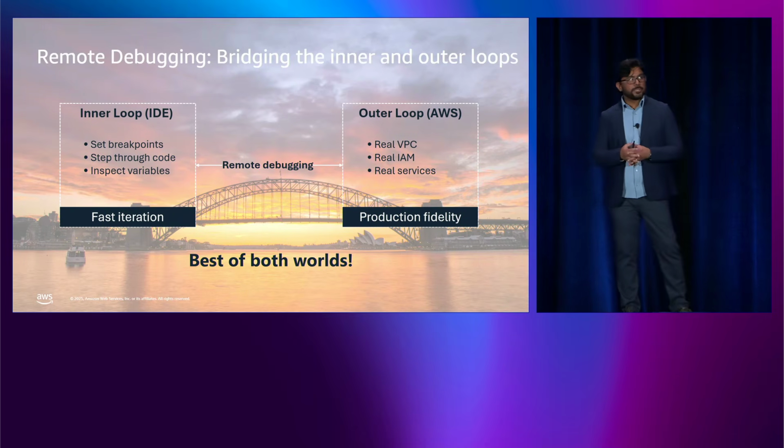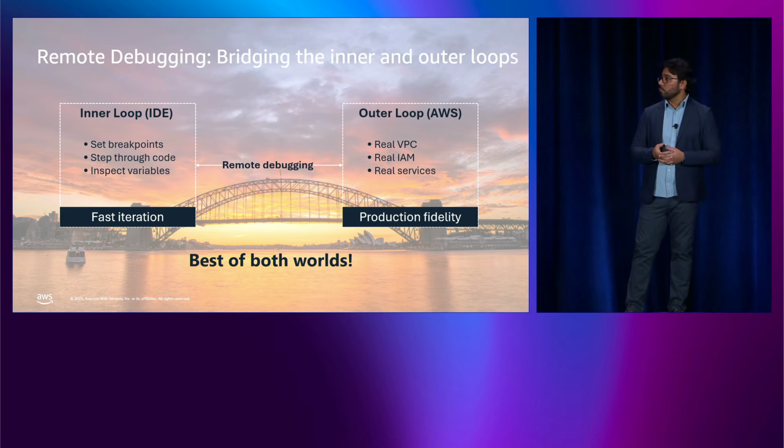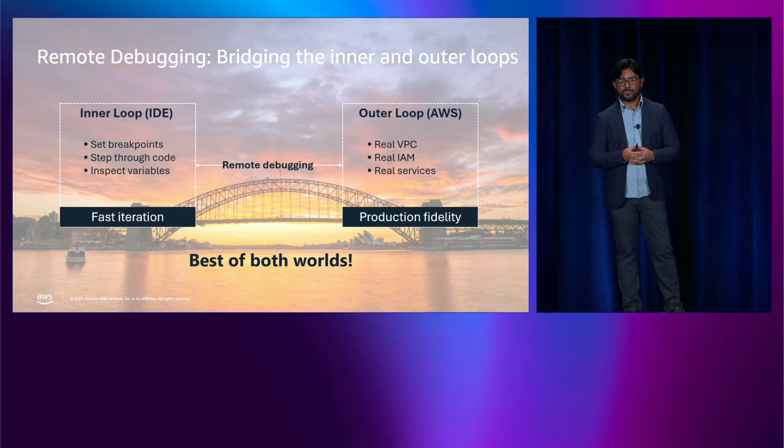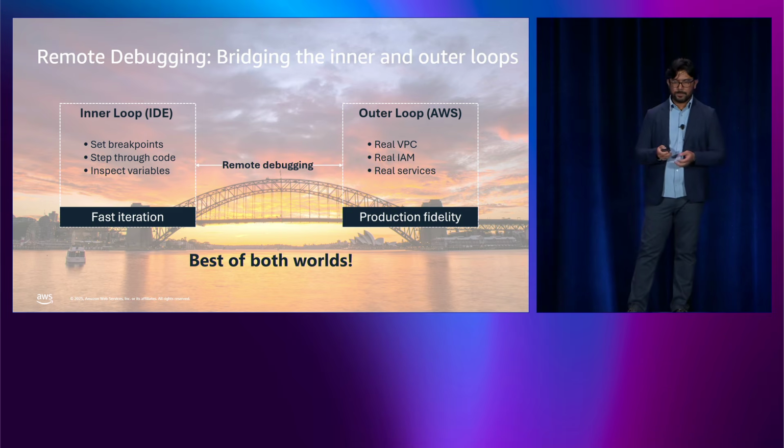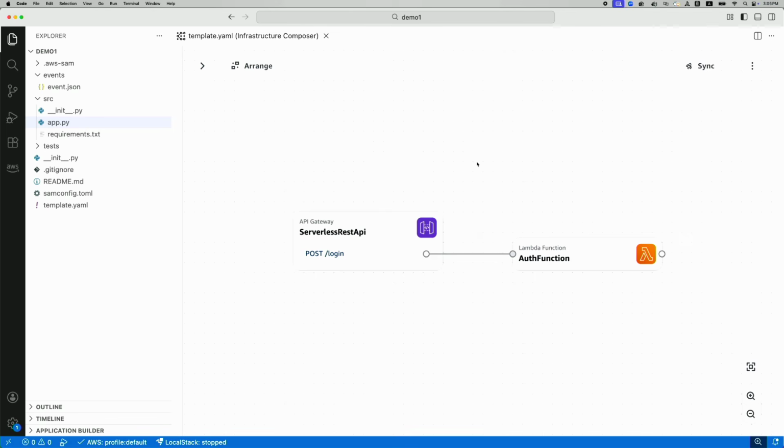Remote debugging also bridges the inner and outer loops that we talked about earlier. You get the IDE experience with breakpoints, step through debugging and variable inspection, combined with the production fidelity of real AWS services, VPC and IAM. It's truly the best of both worlds, lightning fast iteration with production fidelity. Let me show you how remote debugging works in action.